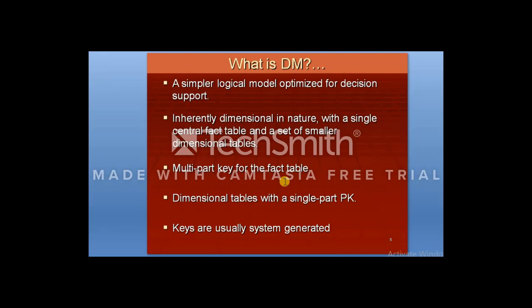Mostly these keys inside the dimension and fact tables are system generated, and we try to keep them as integer values in order to avoid any discrepancy in the data, because data can be represented in different formats inside different operational systems. In our decision support system or in a data warehouse, the data should be in such a format that it can be easily accessed. That's why we take the keys as integer values inside the dimensional modeling.